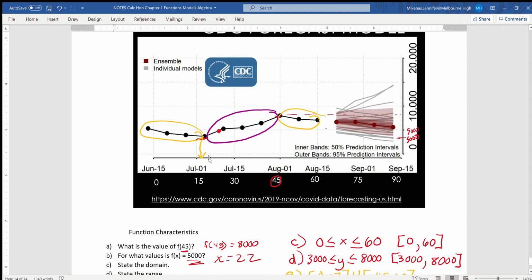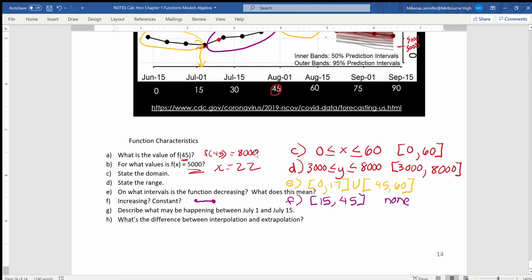that's right around the 4th of July where we hit this little bottom. And we know right around the 4th of July, everybody was getting together with their friends and their families. So that could have been one of the reasons why we started to see our cases spike. That's a subjective answer, so just make sure whatever answer you give that you justify it.